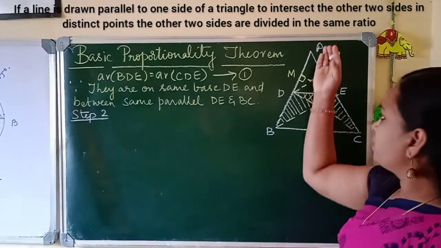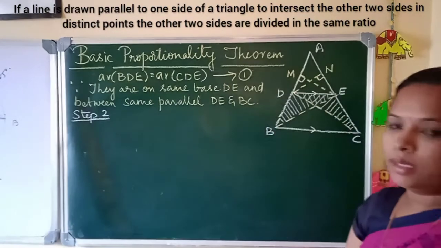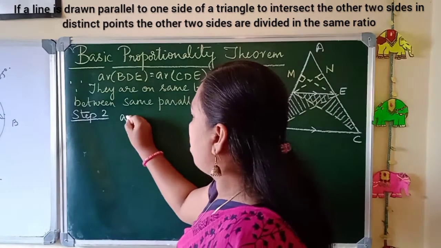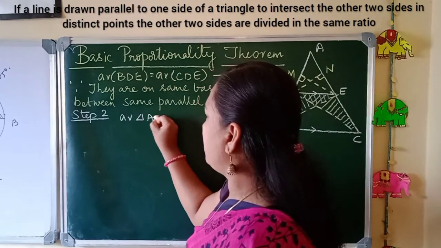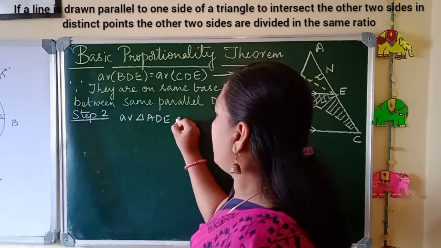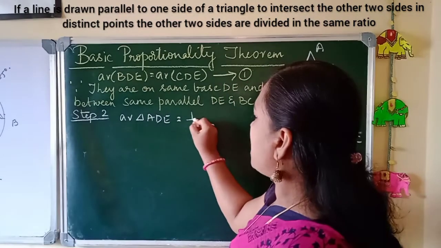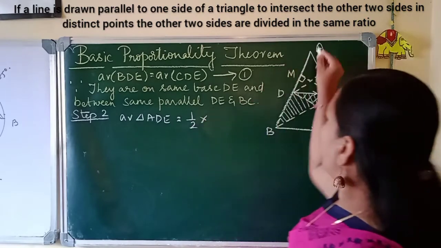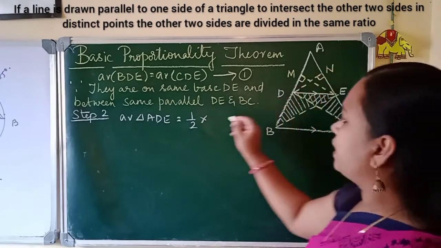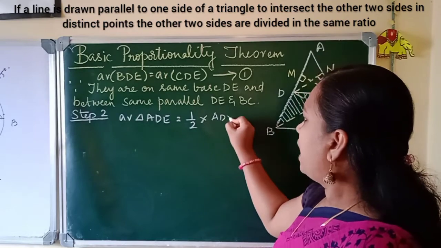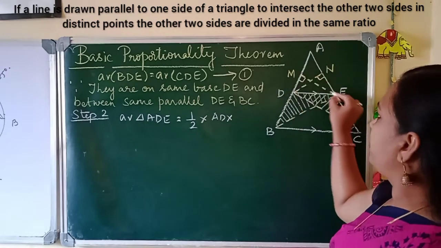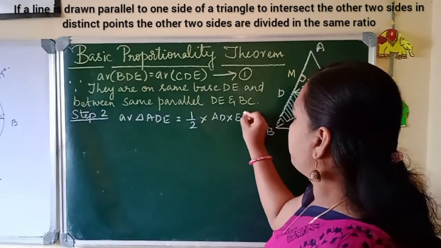So first I am going to consider triangle ADE. Area of triangle ADE will be equal to half into base into height. So I'll just write that half into. The base of this triangle I am taking as AD, and height will be nothing but the perpendicular, that is EM.